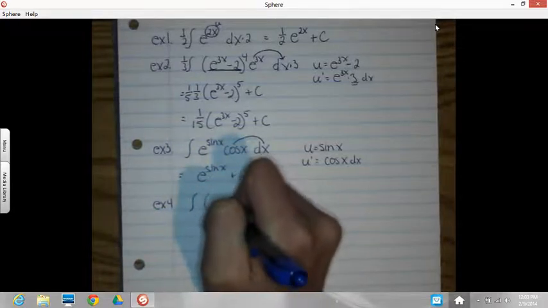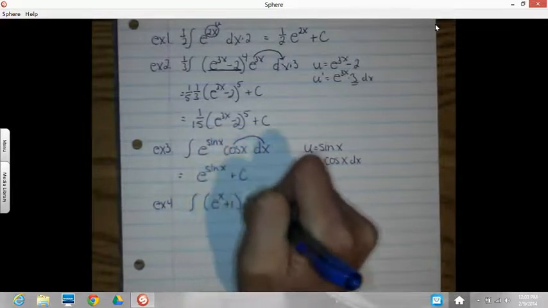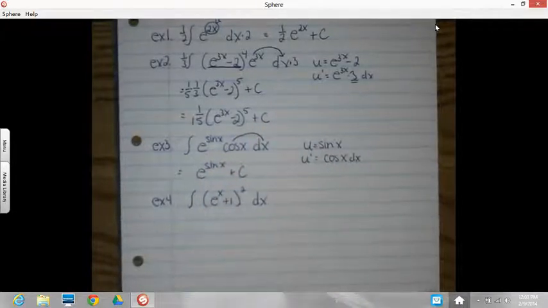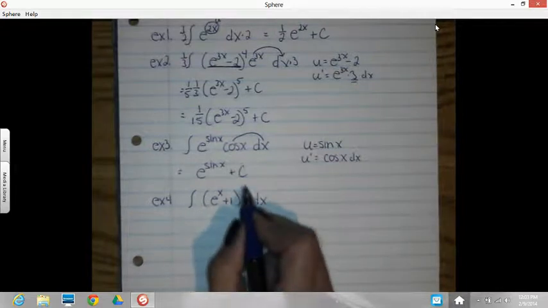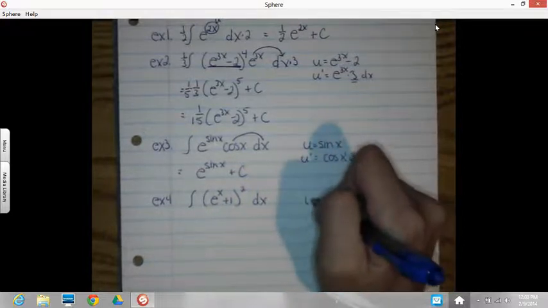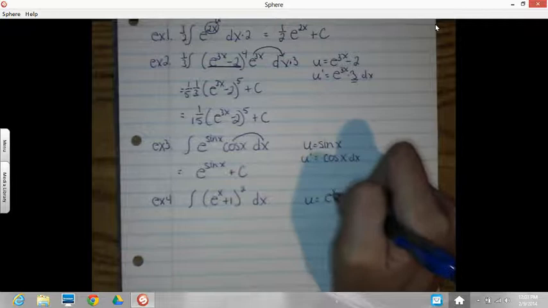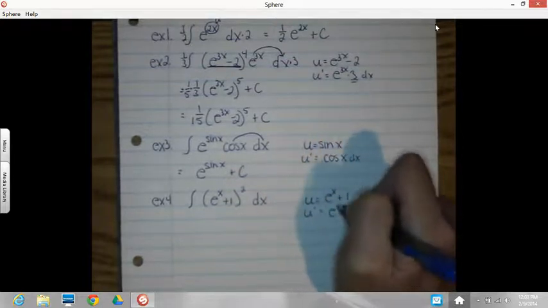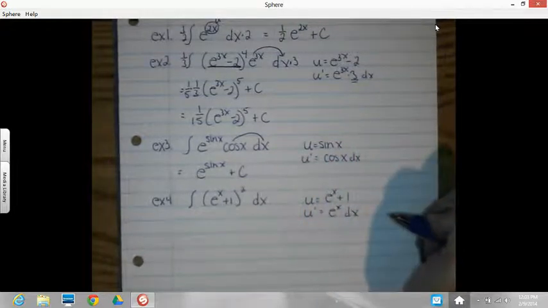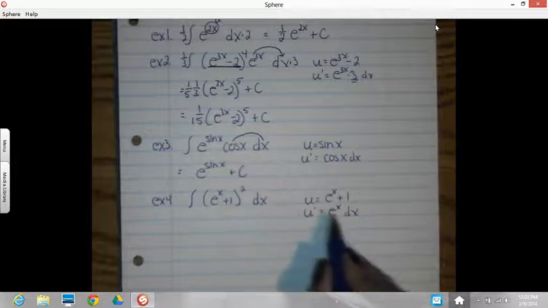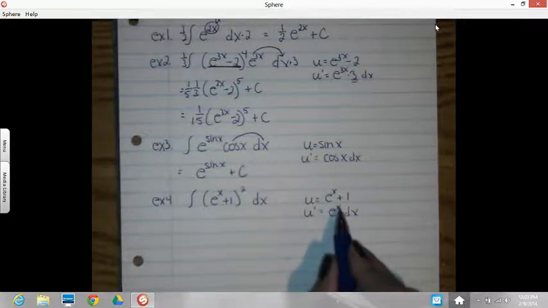Quantity e to the x plus 1 squared dx. Looks like a power rule where I have an inside to a power. I can add 1, multiply by the reciprocal if I have the derivative of the inside attached here. Well, the inside is e to the x plus 1. The derivative is e to the x dx. There is not an e to the x here that I can slide next to the dx. I'm not allowed to introduce new x's to the problem. That changes the original function.